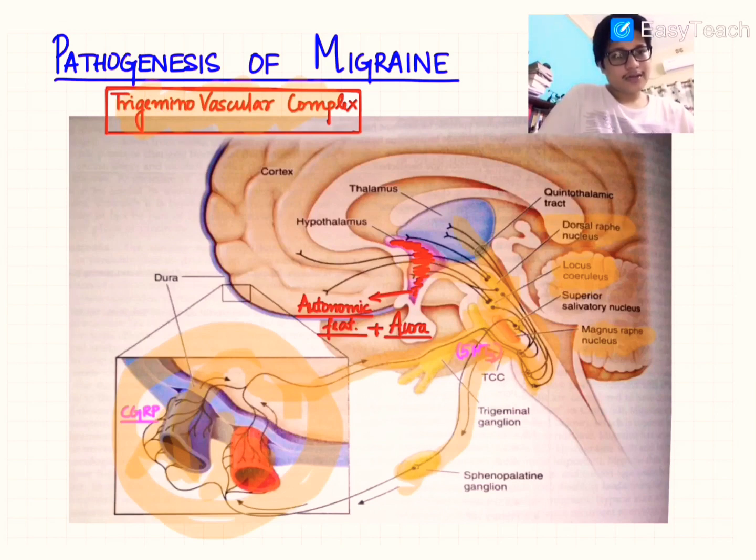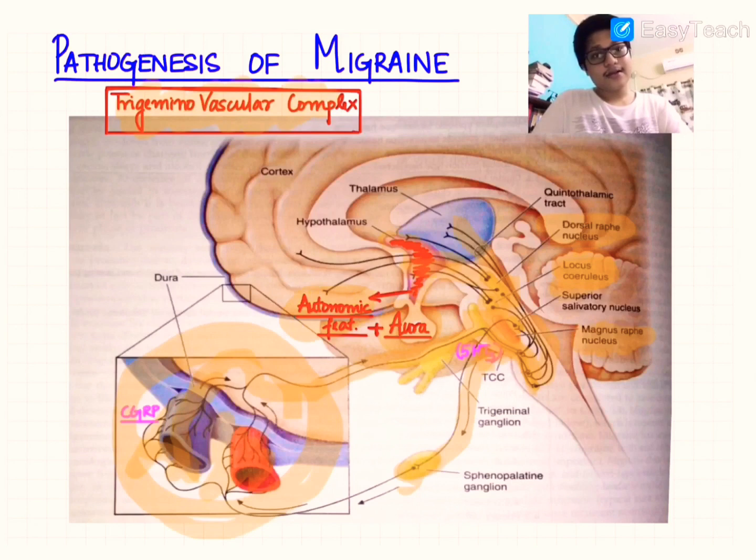These three modulate the nociceptive input to the trigeminal nuclei. Now, the stimulation of this hypothalamus, as you know, the hypothalamus is the highest regulatory body for autonomic functions in our body. So stimulation of this hypothalamus is responsible for that aura and for the autonomic features. Actually, the aura is seen only in 20% of the population.